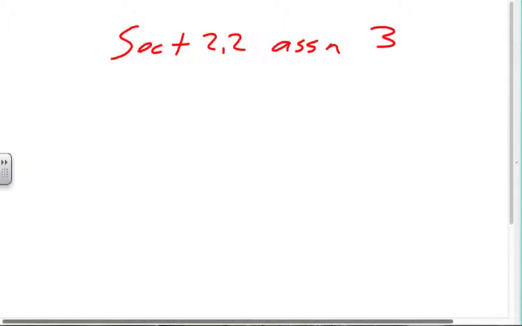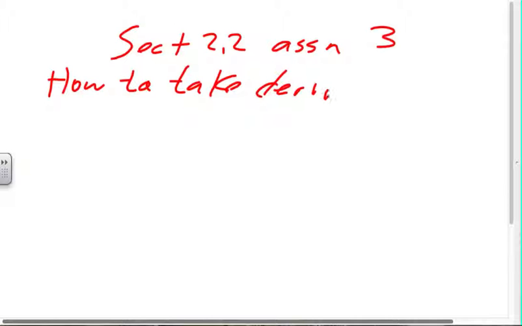Okay, so on this one, this is the last part of section 2.2. This will be the third assignment. Okay, on this one we're going to talk about how to take derivatives of rationals.